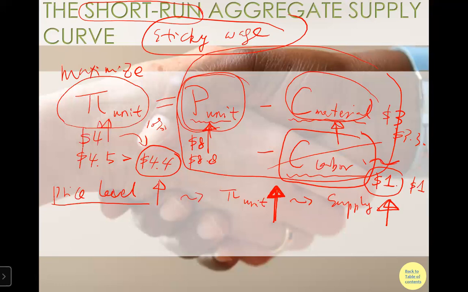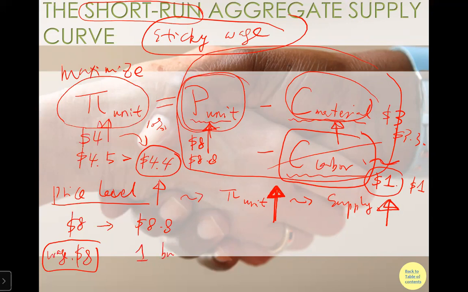Now think about what the worker is going to do. The burger price changed from $8 to $8.80. To simplify our analysis, let's say the wage rate for the worker was $8. This just means that for the worker, prior to the price change, each hour they work, they can buy one burger. Now they can buy less than one burger. So that just means they are going to have a reduced standard of living.